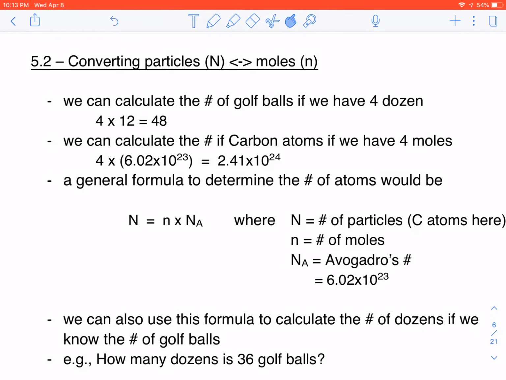Hello again. Here we go with 5.2. Okay, 5.2 talks about converting between two quantities.